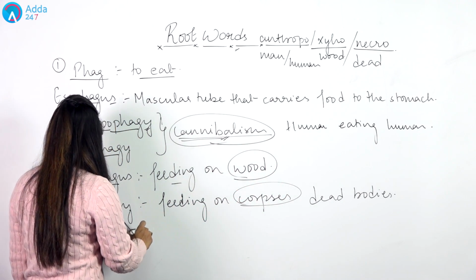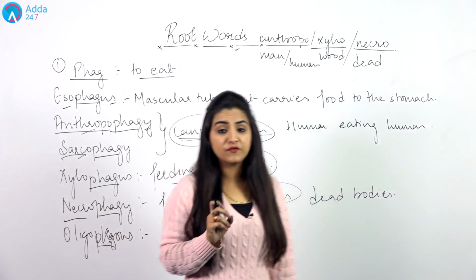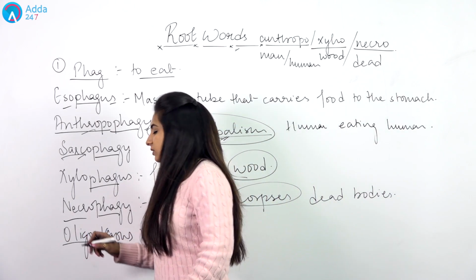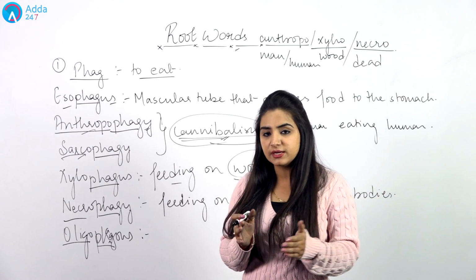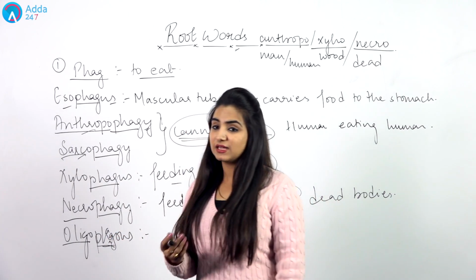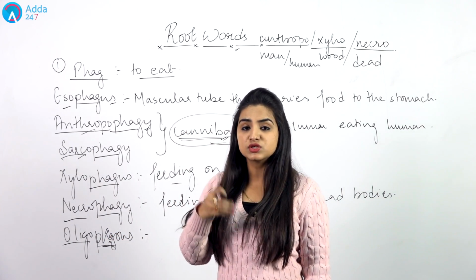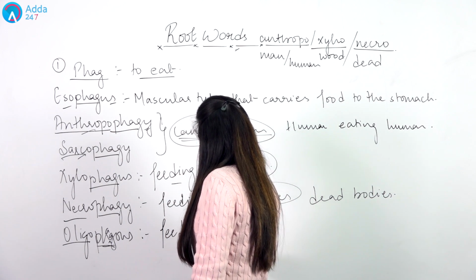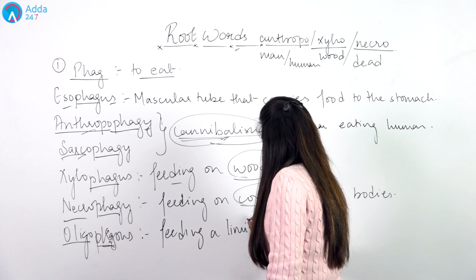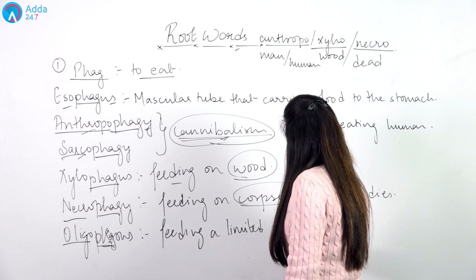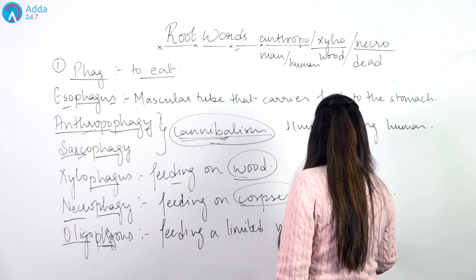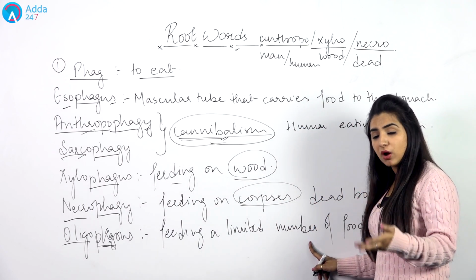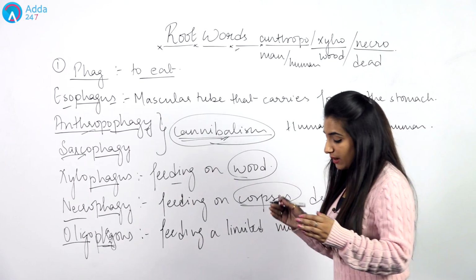Next is oligophagous. Now, oligophagous is something that defines a limited number of. Oligo defines a limited number of, and phag means we are eating something, we are consuming something, right? So, feeding on a limited number of food. For example, now see, the amount of food can be more, but the number should be limited.